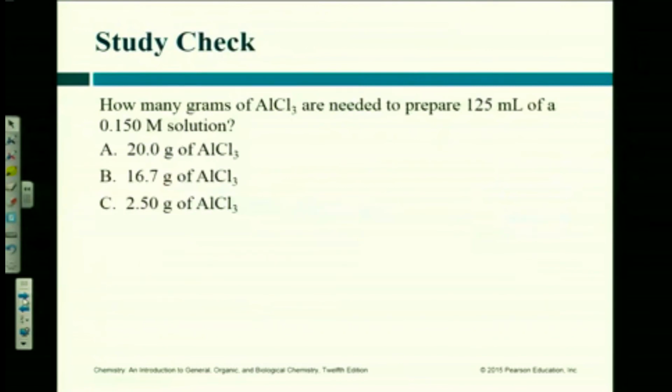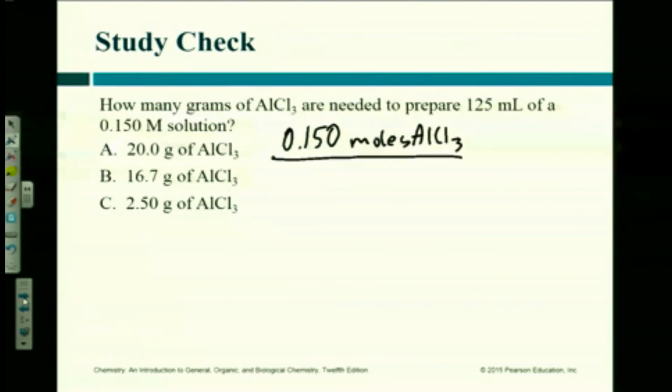One more. Hint, you may need molar mass to do this one. What did I tell you to do when you see that capital M? What are you going to do when you see capital M? What is this? What am I going to write? 1 liter of solution. Okay?